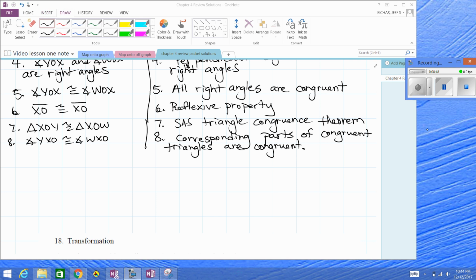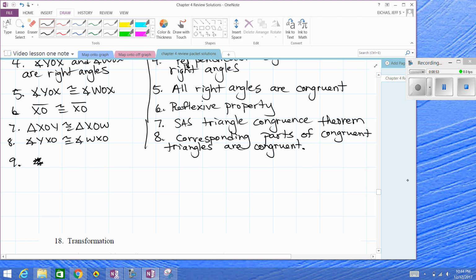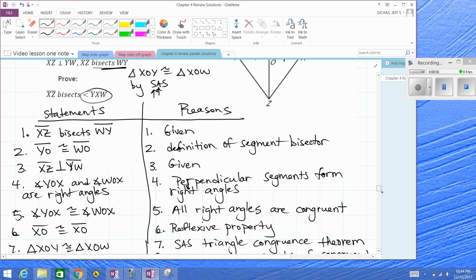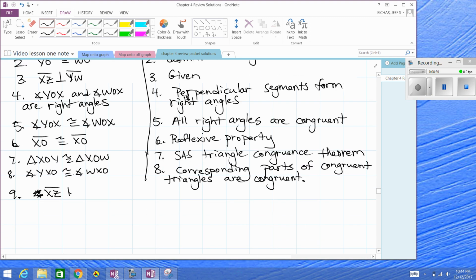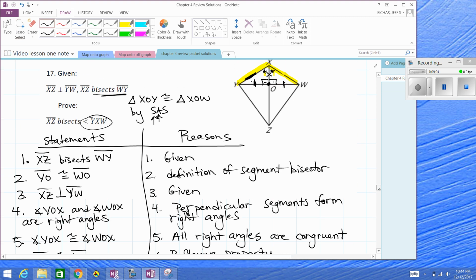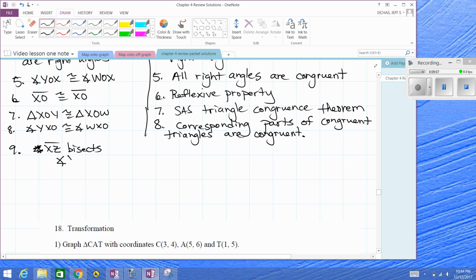Okay, all right, and to finish it off, angle, wait a minute, no, sorry, I forgot what it was. XZ bisects angle YXW. That's because those angles are congruent, so they were bisected to create congruent angles. Now, the whole purpose of definition of, it means it works both ways. So now, I'm saying we have congruent angles, which gives us the fact that we must have had a bisector, okay?